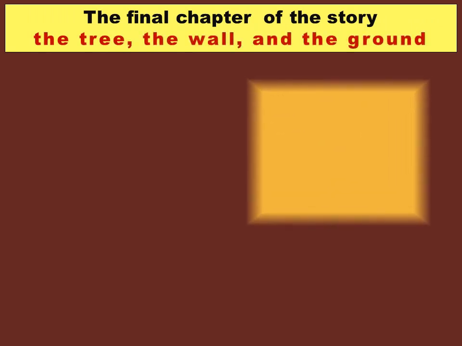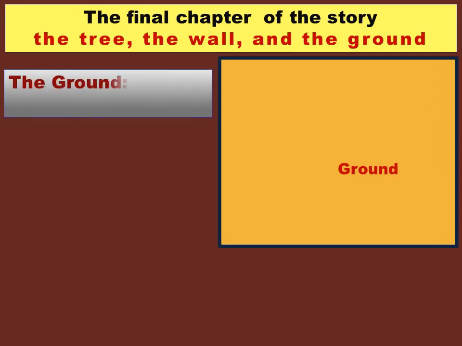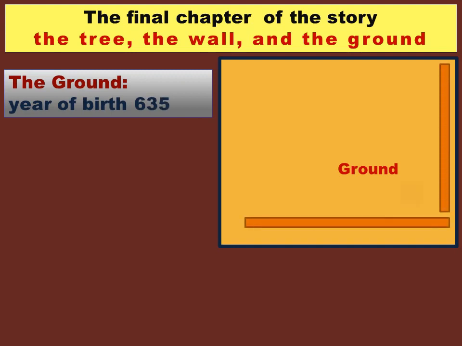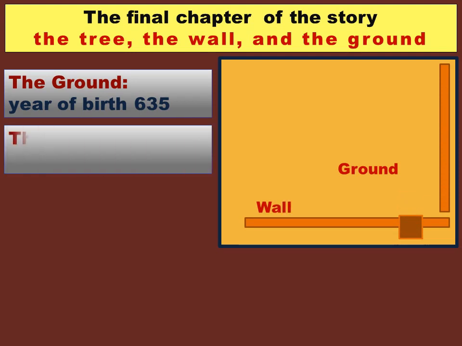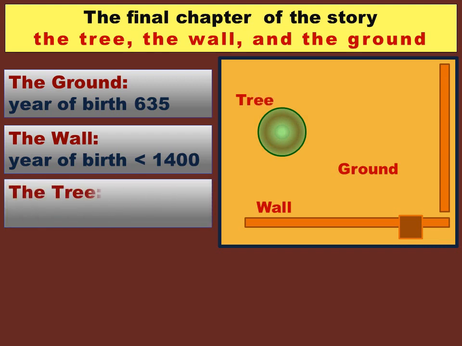The final chapter of the story: the tree, the wall, and the ground. The ground, year of birth 635. The wall, year of birth before 1400. The tree, year of birth circa 1880.